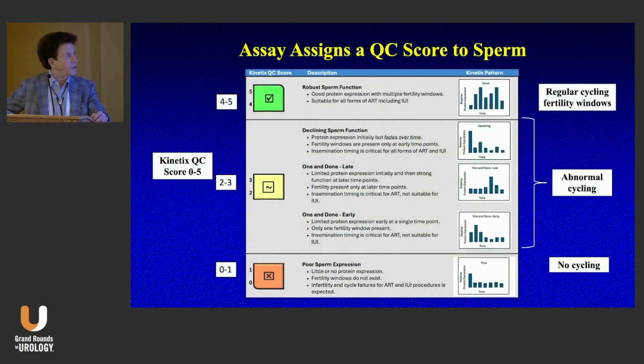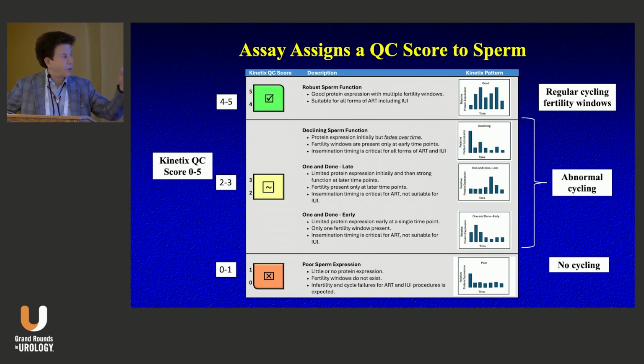And what they've done, for instance, on the top, you see on the right, this is a normal, regularly cycling fertility window. So this is in that sample. They're going to take the sample and examine it every 15 minutes or every 30 minutes and demonstrate when the sample shows these windows, because that's when the sperm should be used.